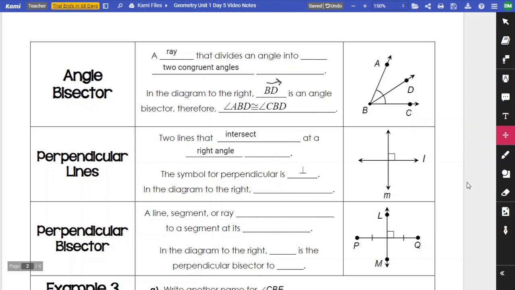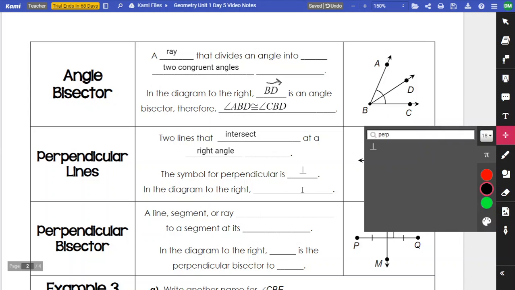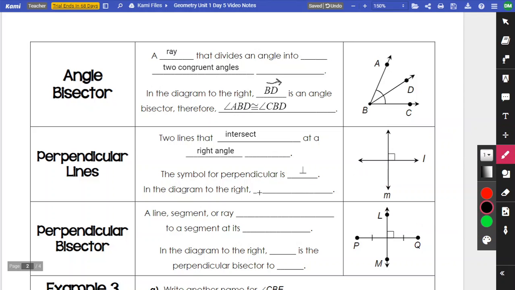And in the diagram to the right, we've got line L is perpendicular to line M. So I can say, let's see, I'm going to use my drawing tools to get cursive. So L is perpendicular to M.